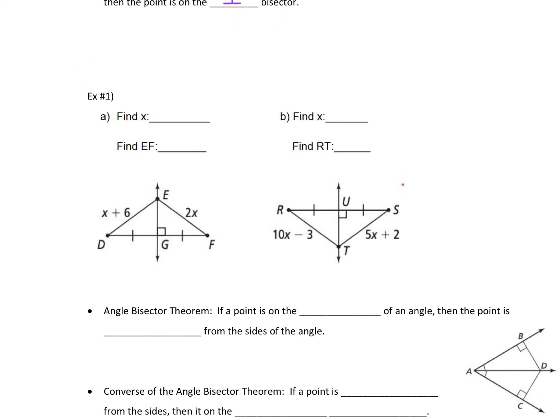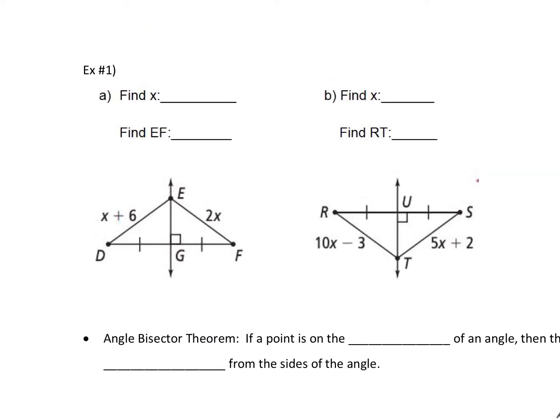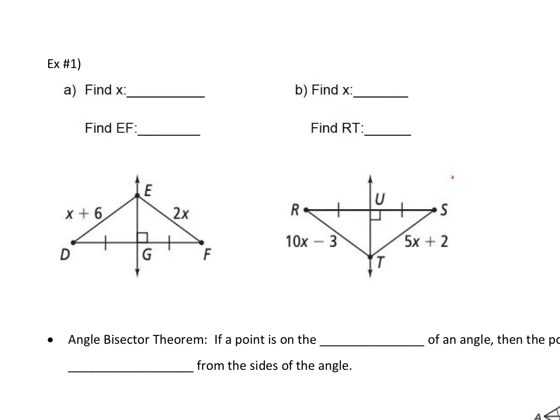Okay, so here's what we're going to do. Look at this picture, example 1. Notice what they're telling us. They're telling us this is 90 degrees, and they're telling us these are congruent. Okay, that means that EG is a perpendicular bisector.